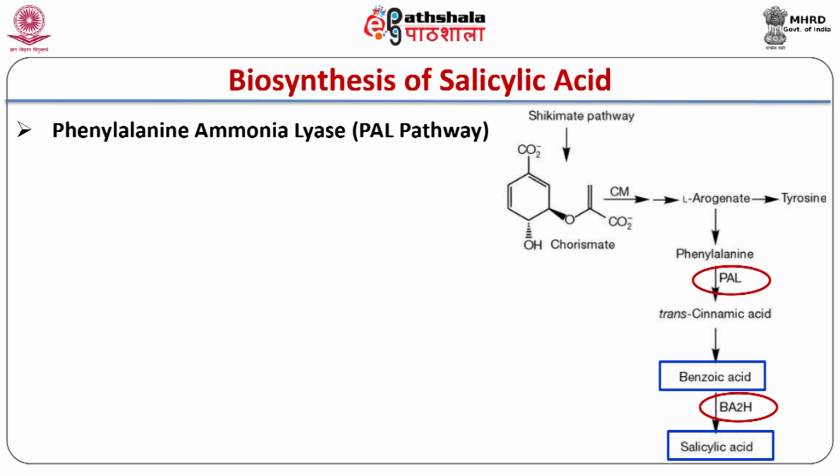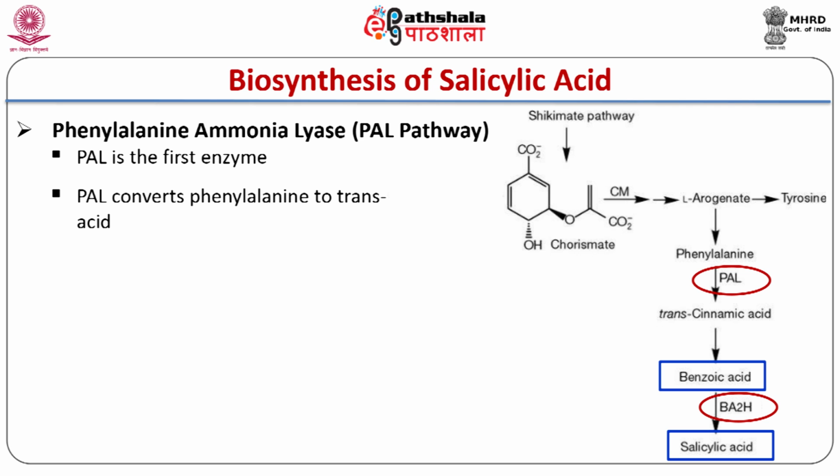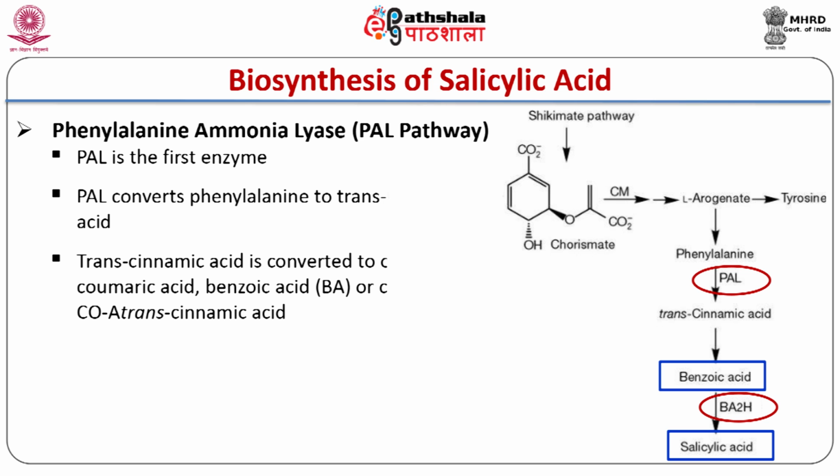Phenylalanine ammonia lyase or PAL is the first enzyme of the phenylpropanoid pathway. PAL converts phenylalanine to trans-cinnamic acid and ammonia via a non-oxidative deamination reaction. Trans-cinnamic acid is converted to ortho-coumaric acid, benzoic acid or cinnamoyl CoA, the three possible intermediates of salicylic acid depending on the plant species. Decarboxylation of ortho-coumaric acid produces salicylic acid.